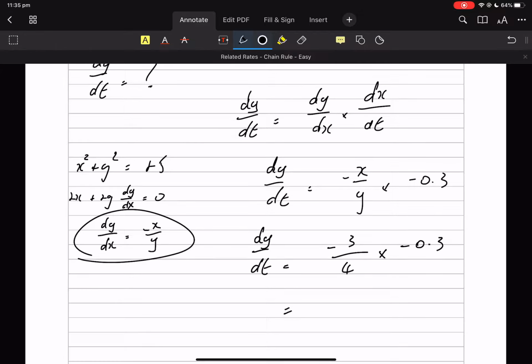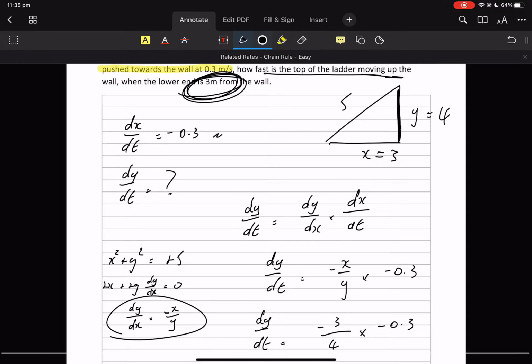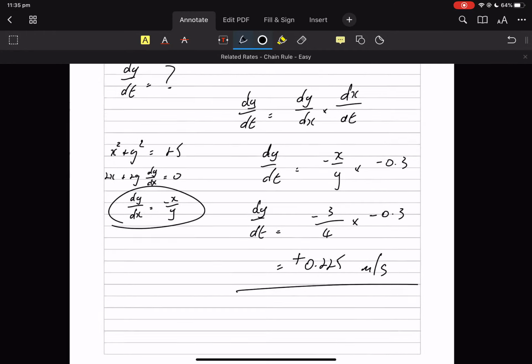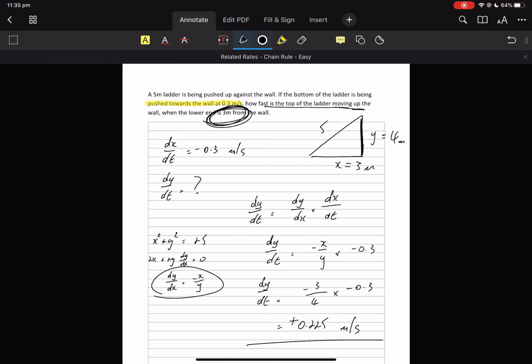Minus 3 times... 0.225. Everything's in meters, that's in meters per second. This is meters and that's meters, so that must be meters per second. And it's positive, therefore my y is getting bigger, which makes sense. It's going up the wall.